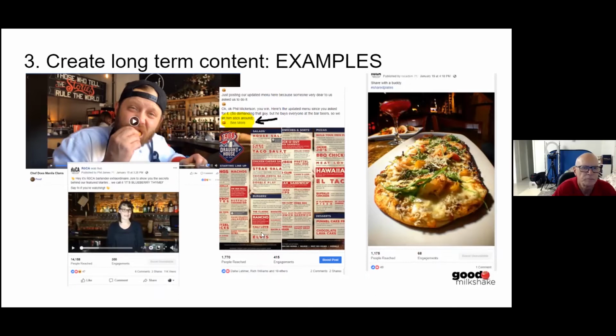Mm-hmm. And here's a bar and grill chain in my area, also a client. They had a new menu, so got lots of engagement here. Again, all these people that like, comment, or share get put into this bucket of people that will see future ads.